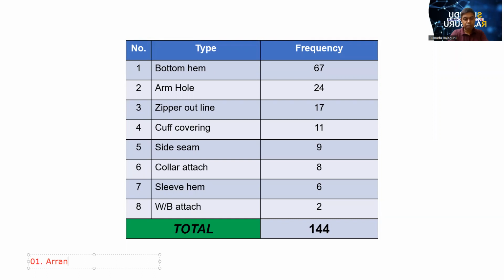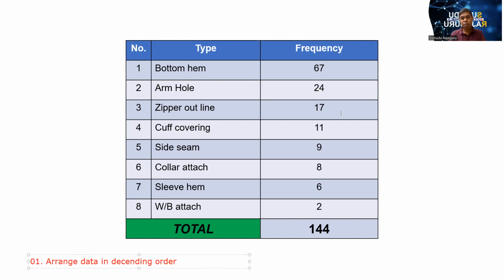Arrange data in descending order. Descending. So now you can see this table. The highest one is bottom hem, 67 number of defects they found. The next one, armhole, likewise from highest number to lowest number. That is called the descending order.